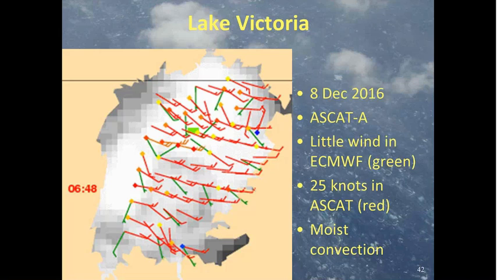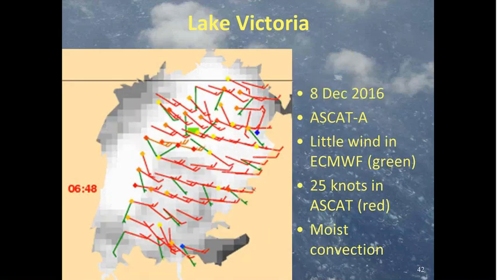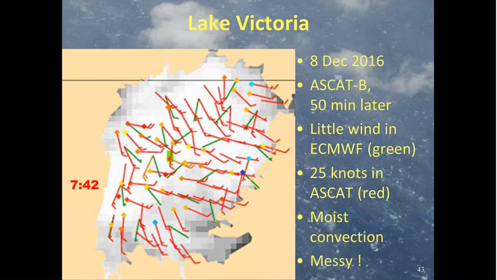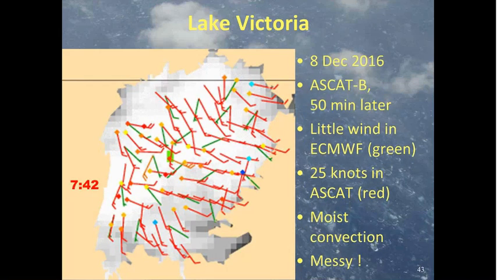So 50 minutes later we have ASCAT-B, also showing the same picture, but now the ASCAT winds have changed actually quite dramatically because the convection has of course evolved in 50 minutes. So you see that the wind has changed quite a bit too, even in this time frame of 50 minutes.